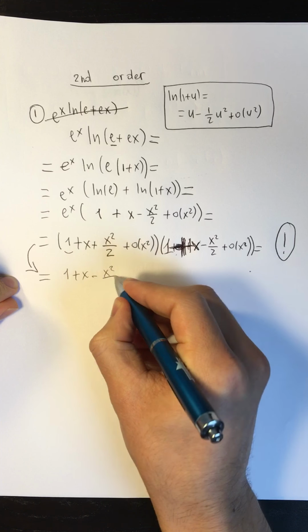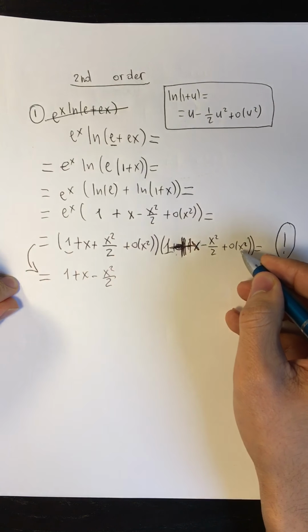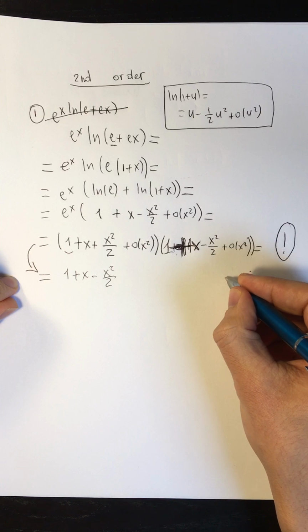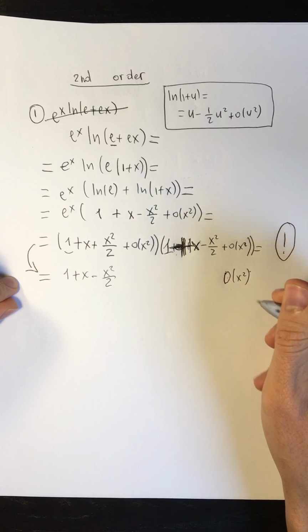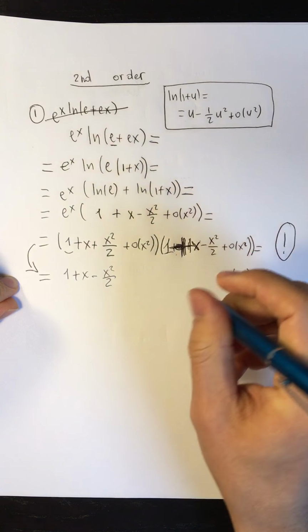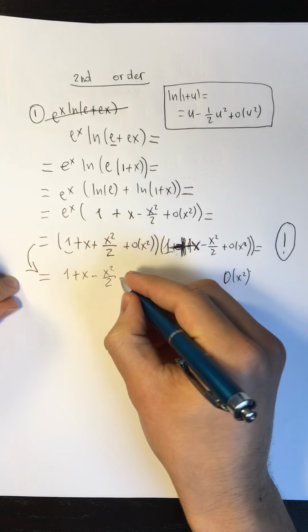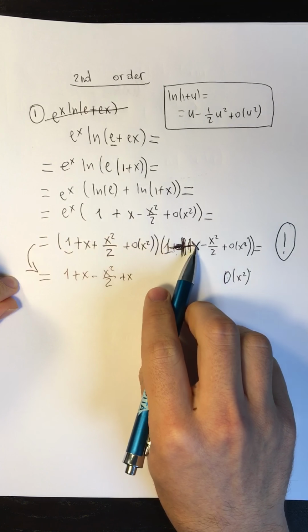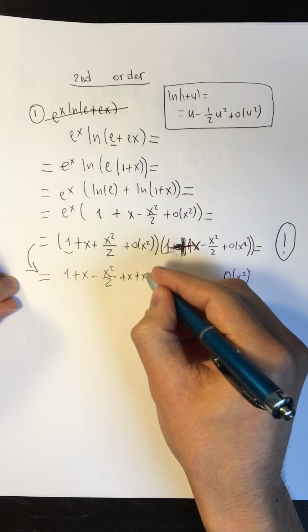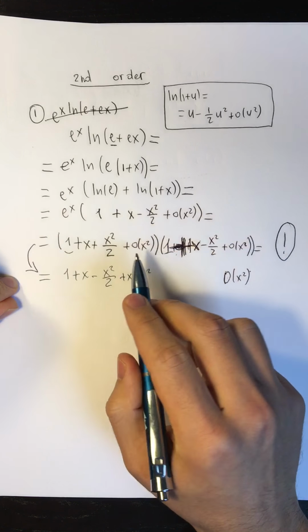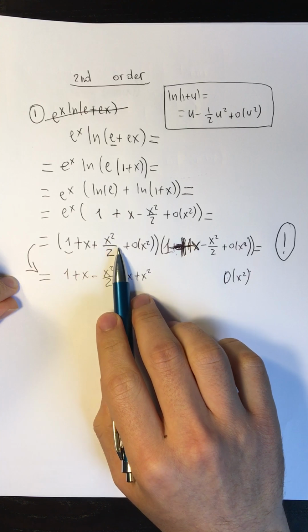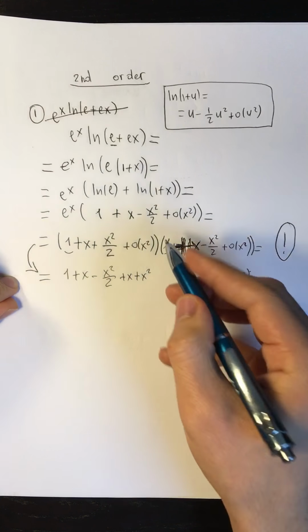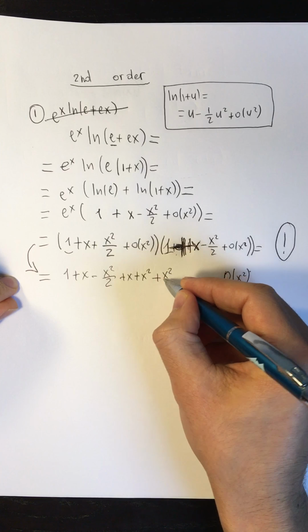I'm taking this one and multiplying for each here. Minus x squared divided by 2. And then 1 times o(x squared). Here, it's going to be at the end. I don't need to write anything with o(x squared) because o(x squared) is going to absorb it. And x times this is equal to x. x times x is equal to x squared. And x times this, it goes in here. And x squared times this one is equal to this plus x squared divided by 2.